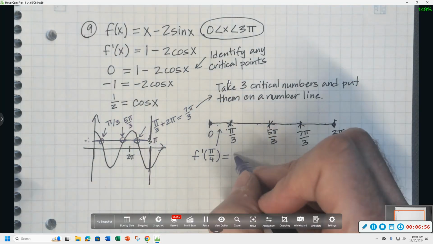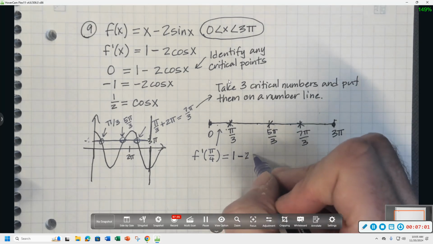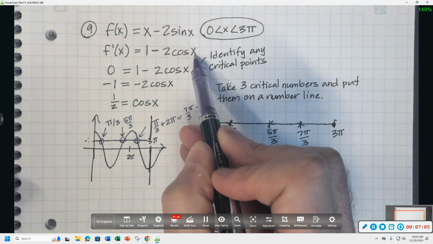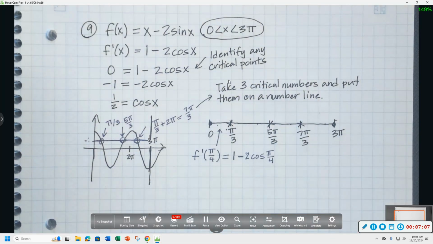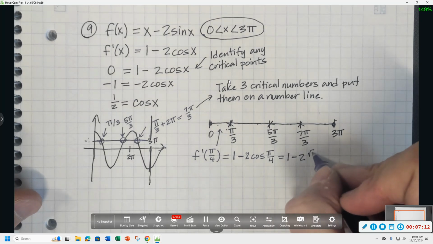I'm going to take 1 minus 2 times the cosine of pi over 4. I'm taking pi over 4 and I'm putting it into the derivative. So cosine of pi over 4 is square root of 2 over 2.